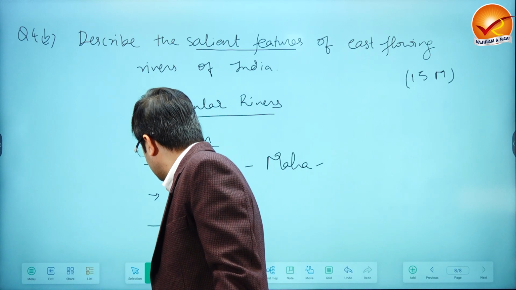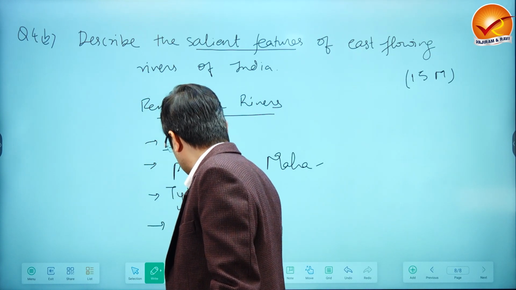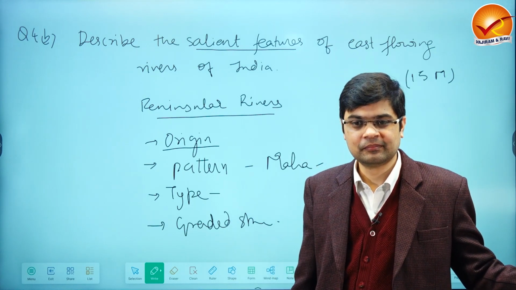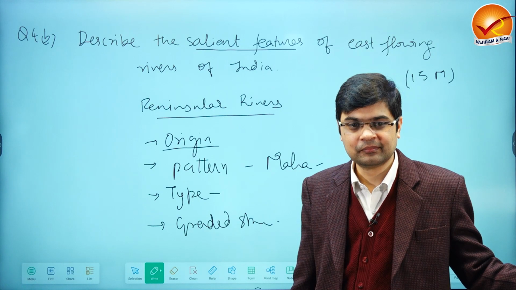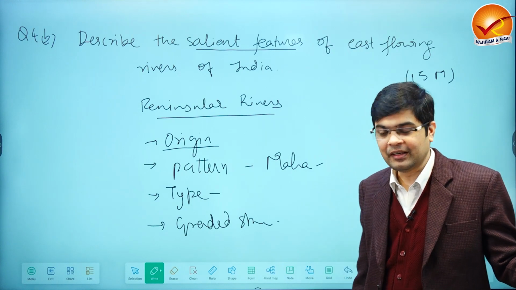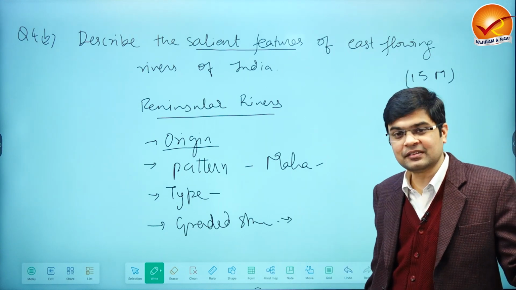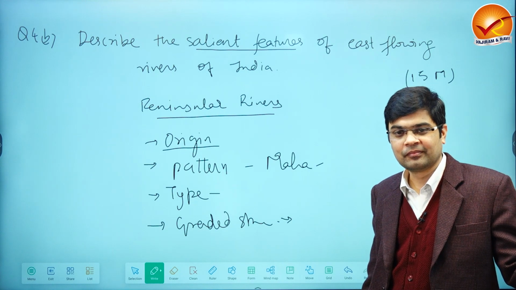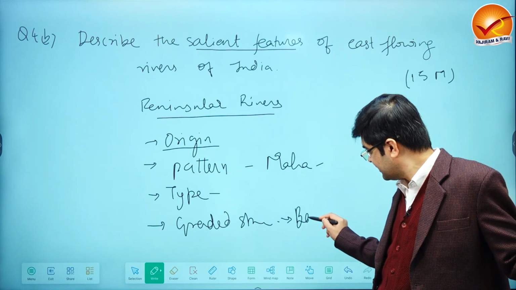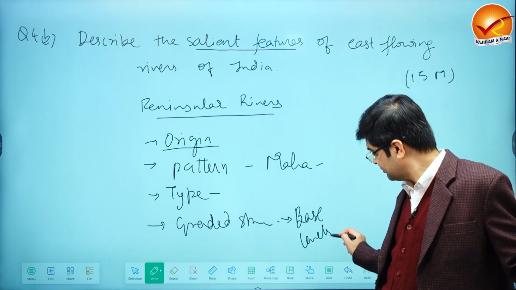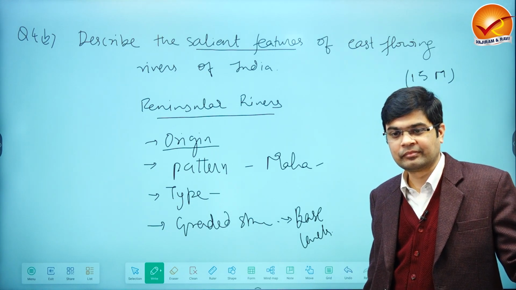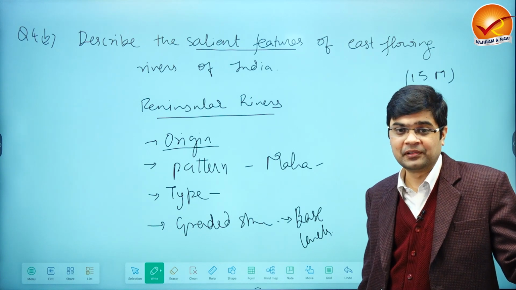जैसे किया था, these are graded streams. ये लिखा था कुछ? Graded streams. अच्छा, have they reached their base levels? Old rivers, graded streams, they have reached their base levels. Senile topography, good.